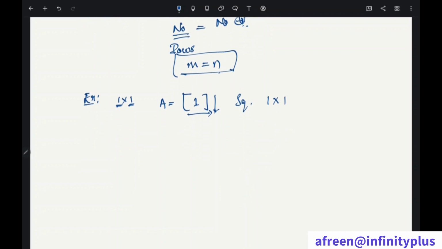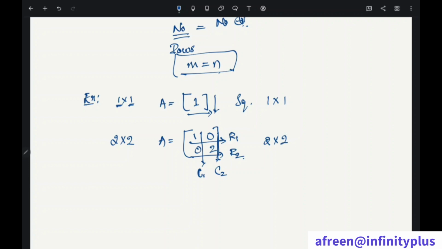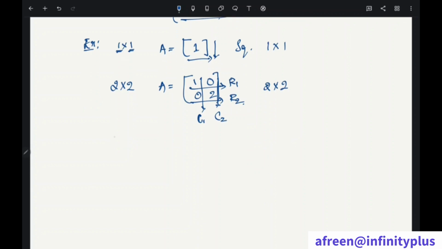Take another square matrix of order 2 cross 2. So A is equal to, take any example, 1 0 0 2. You will have the rows in this matrix as R1 and R2, and the columns as C1 and C2. That means you will have 2 rows and 2 columns. In a similar manner, 3 cross 3 will have 3 rows and 3 columns.